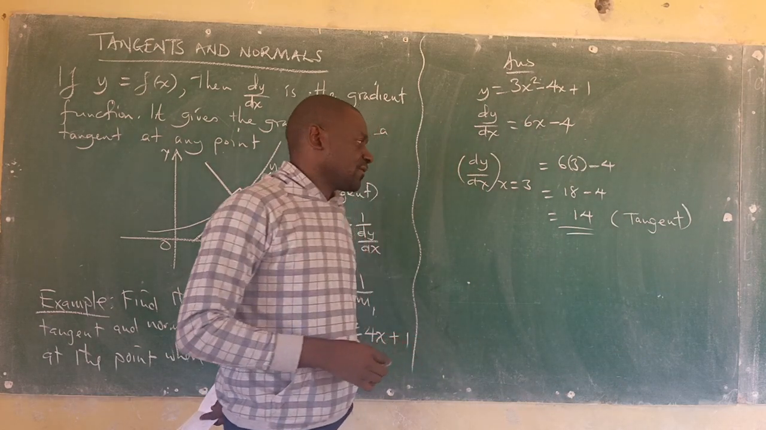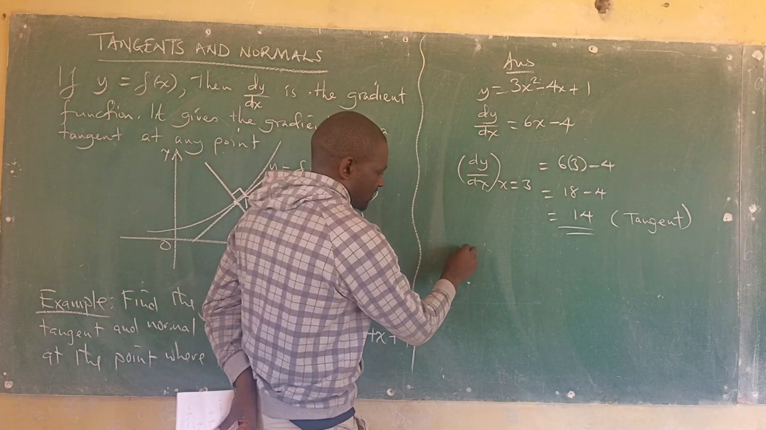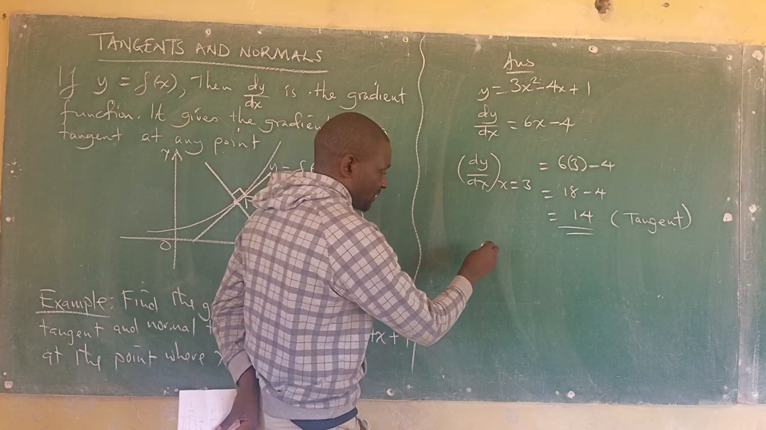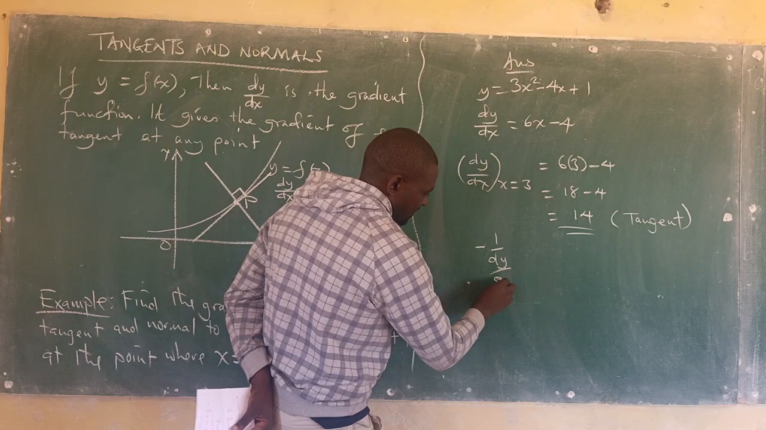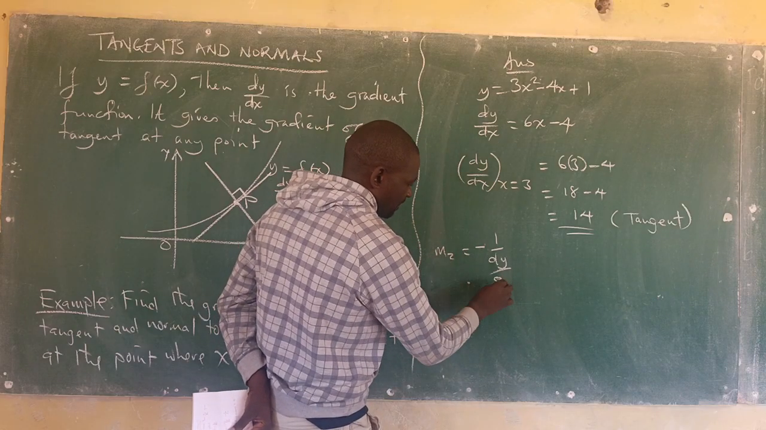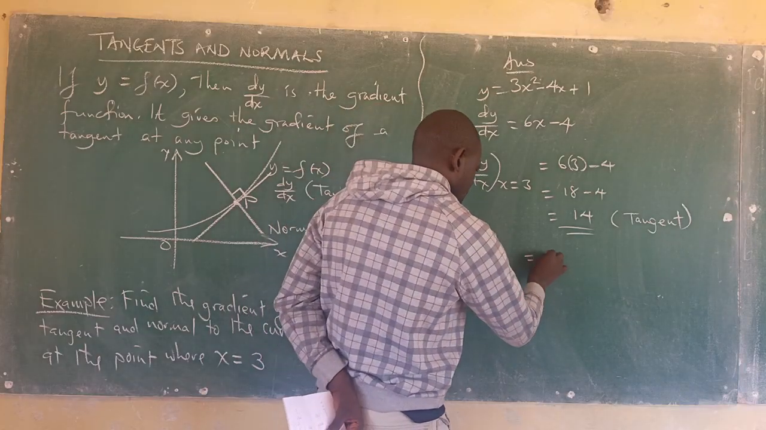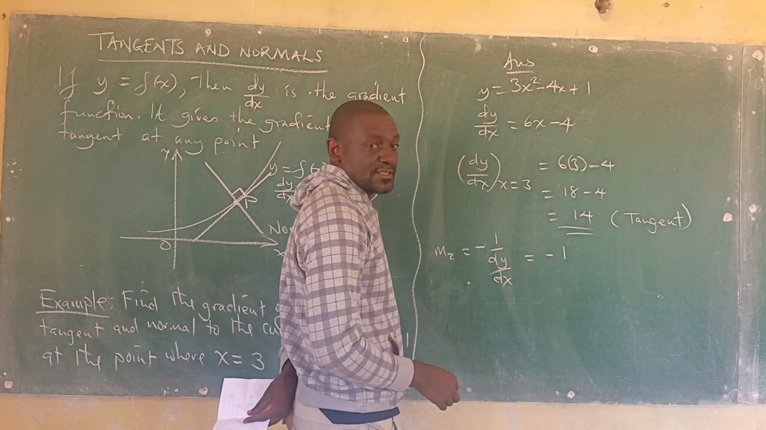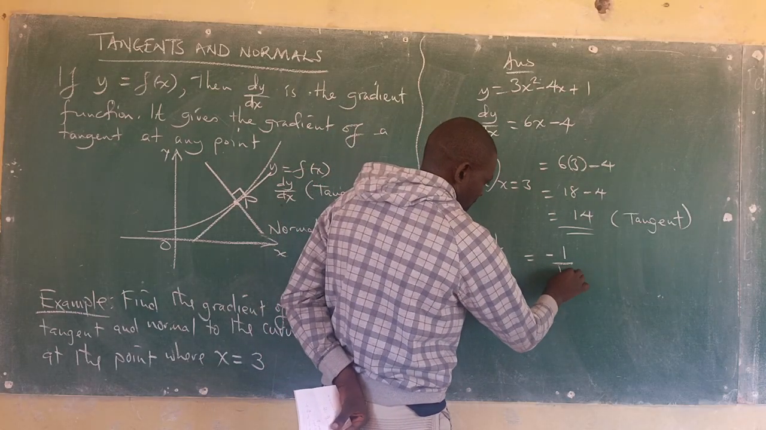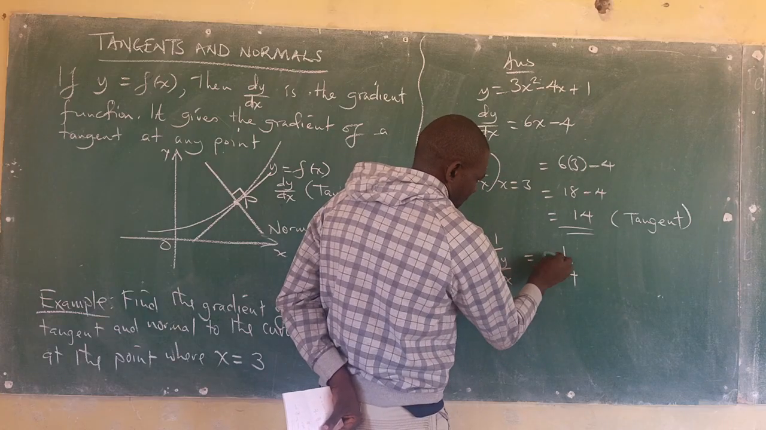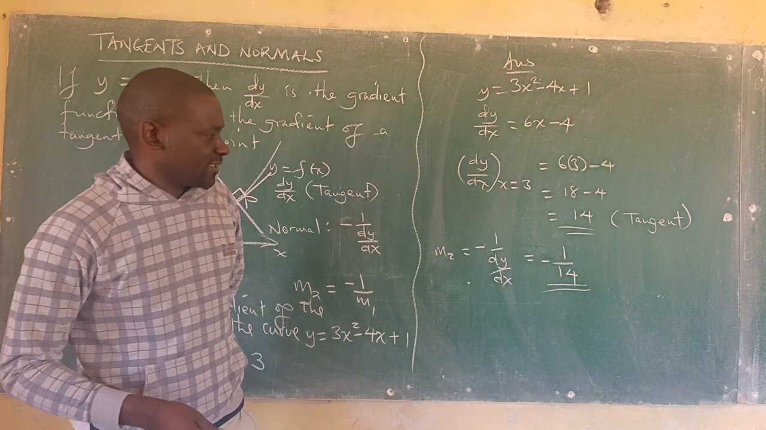Then to find the gradient for the normal, it's the second gradient that we are now finding. So we are using negative 1 over dy dx. Let me say m2. This one will give us negative 1, that negative 1 is in the formula. Then dy dx is just what we have found here, which is 14. So negative 1 over 14 will be the gradient of the normal.